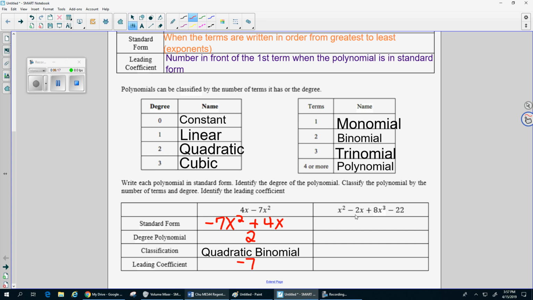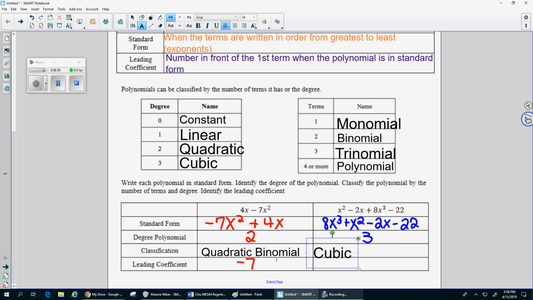In standard form, I want to identify my highest degree. That's the degree for the exponent, so that term must come first. 8x cubed, followed by an x squared, followed by a -2x, and then followed by -22. The degree of my polynomial is going to be the highest exponent. In this case, it's 3. If it has a degree of 3, we call that cubic.